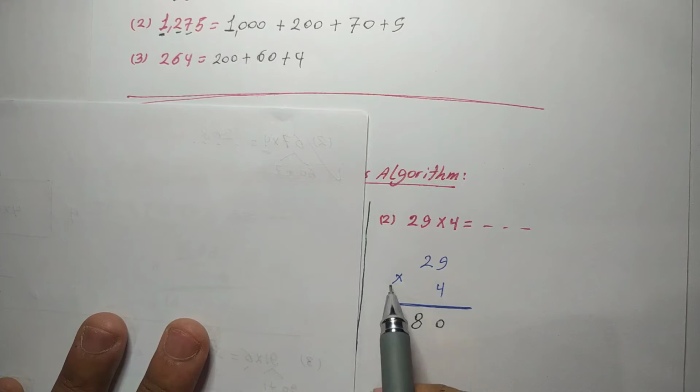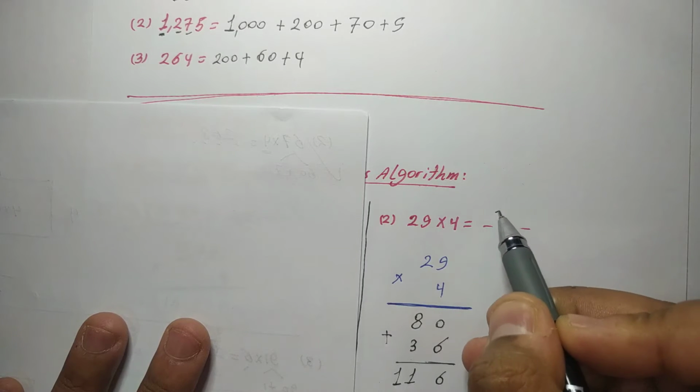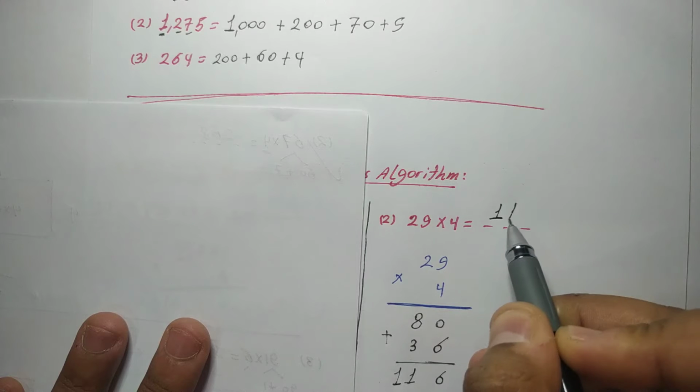And 4 times 9, it will be 36. And I will write 36. So I will add these answers together. 0 plus 6, it will be 6. 8 plus 3, it will be 11. So the answer will be 116.